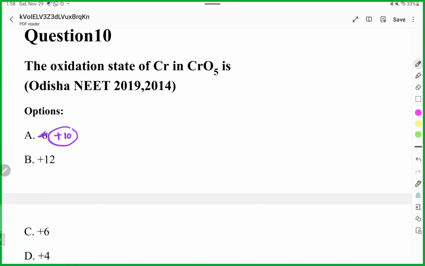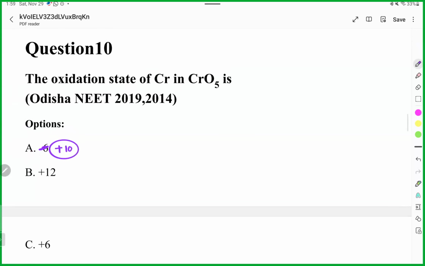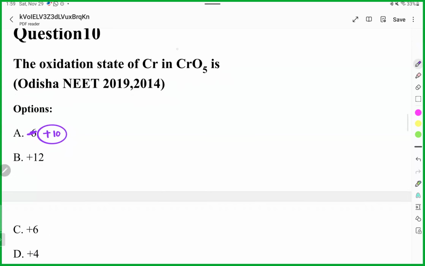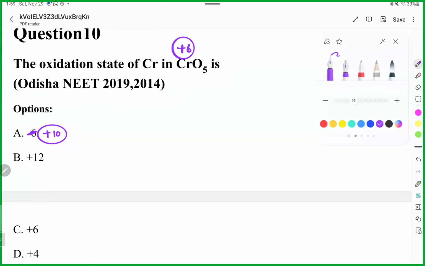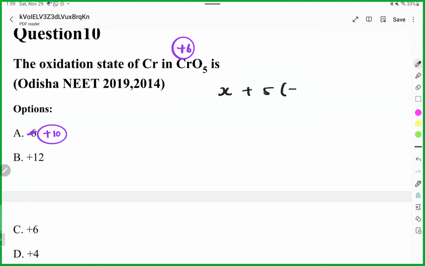Actually, here it was +10. What will be the answer? +6. Chromium's oxidation state has to be found. No, no need to find it; the maximum is +6. If you try to calculate, 1x with 5 oxygens at -2 gives 10, so it should be +10. But what I said is it cannot be more than the maximum, and the maximum in the case of chromium is +6.